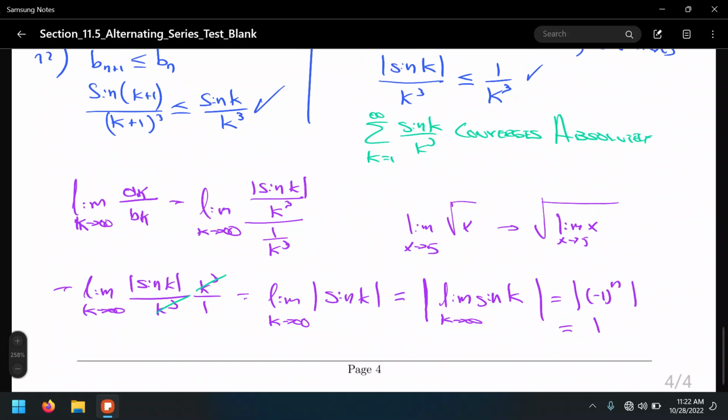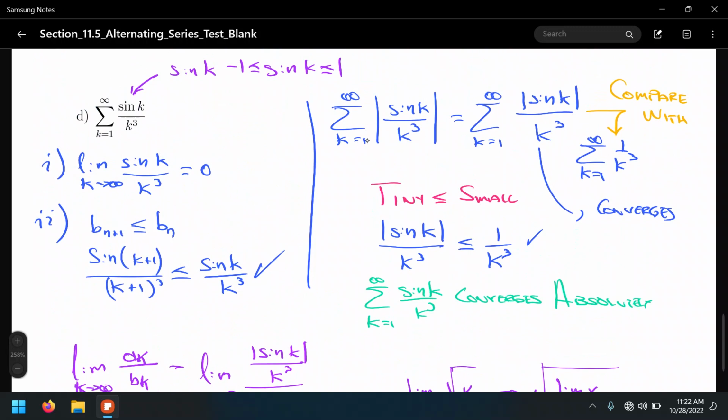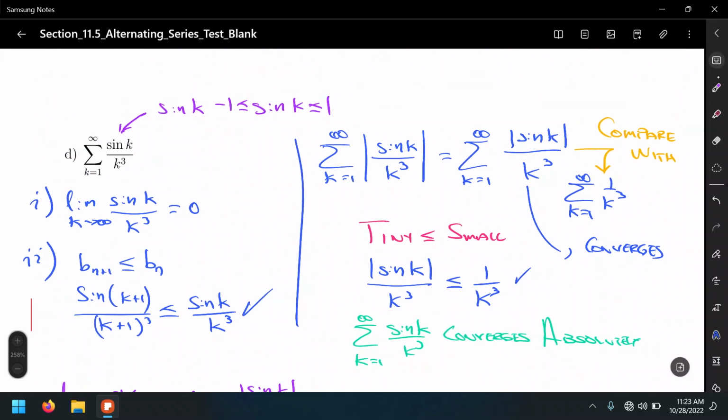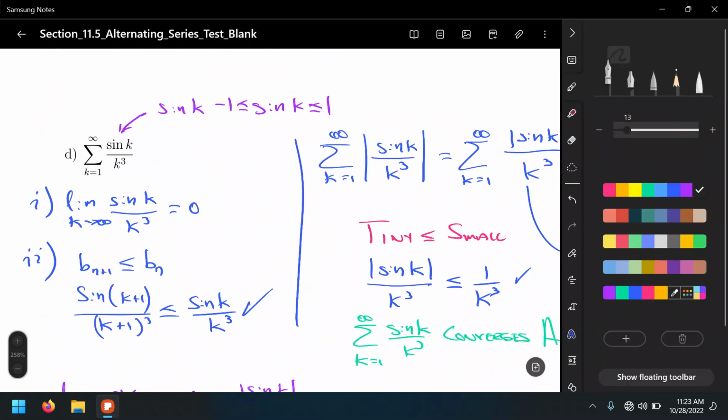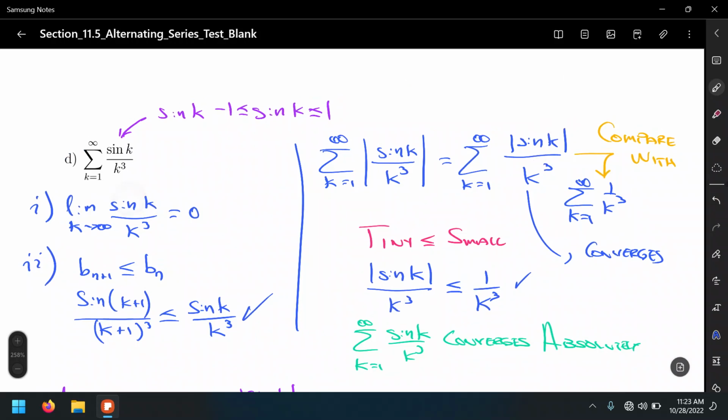Wait. When you were computing whether the series converges or diverges with the previous method, why were you able to say that it was the absolute value of sine k over k cubed, not the absolute value of k cubed? Oh, yes, good question. So why did I keep the absolute value bars for sine and not k cubed? Okay, yes.